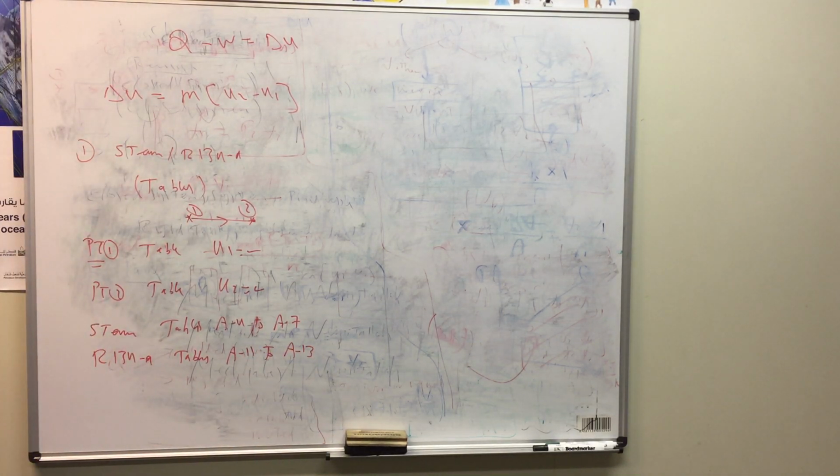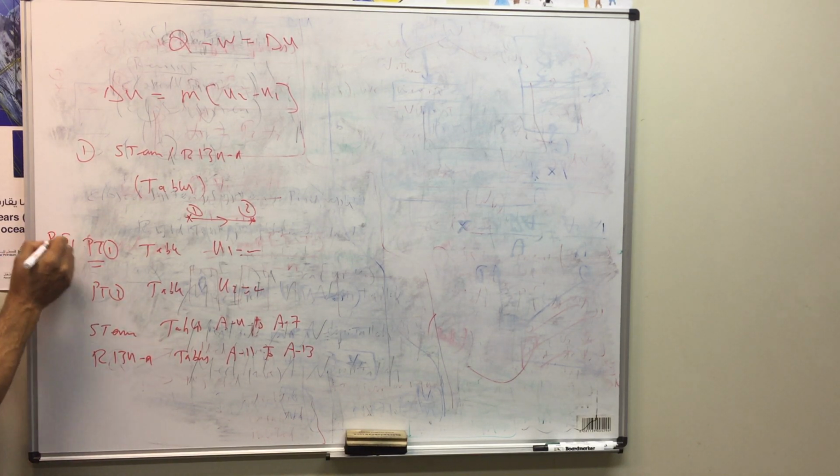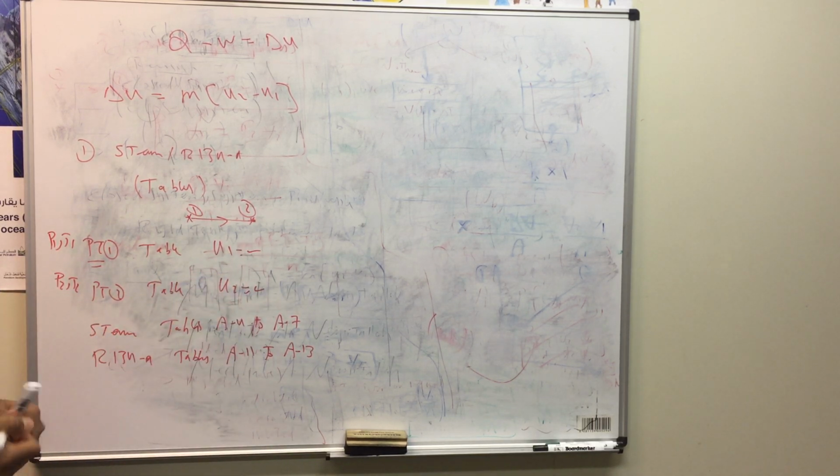So the condition at point 1 will be given to you. Let's say pressure and temperature P1, T1, and here P2, T2. You can just go to the tables and get u1 and u2, if the working fluid is steam.